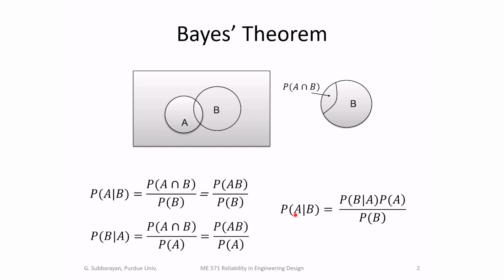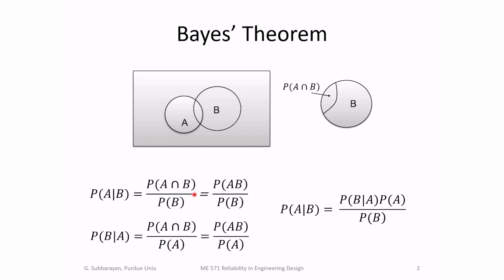Okay. Using these two relationships, and you can also express it with the alternative notation here, using instead of A intersection B, you can write it as AB, A times B. Using these two relations, one can now express the probability of A given that B has occurred as equal to the probability of B given that A has occurred, times the probability of A, divided by the probability of B. This is the statement of Bayes' theorem.